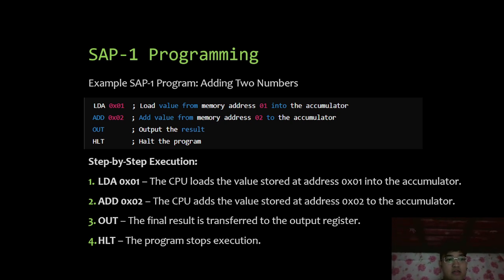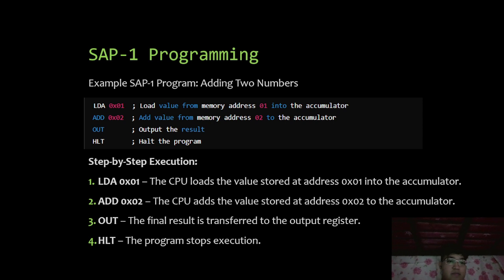Ito naman po is SAP1 programming. Example of SAP1, or Simple As Possible. Program: adding two numbers. LDA 0x01: load value from memory address 01 into the accumulator. ADD 0x02: add value from memory address 02 to the accumulator. OUT: output the result. HLT: halt the program.